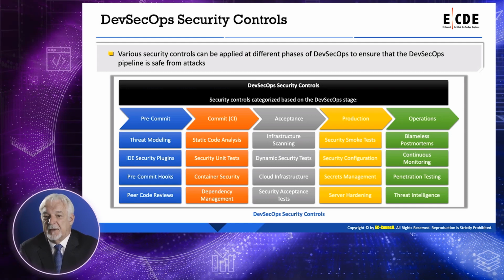Once you get into the acceptance of what's been built, you do infrastructure scanning, dynamic security tests. You look at the cloud infrastructure, assure that your templates and all the security controls have been applied there. And you have security acceptance tests that occur as a part of that release cycle. In production, you're looking at security smoke tests. Is this thing working or not? Are there some issues here? Are we seeing odd behaviors?